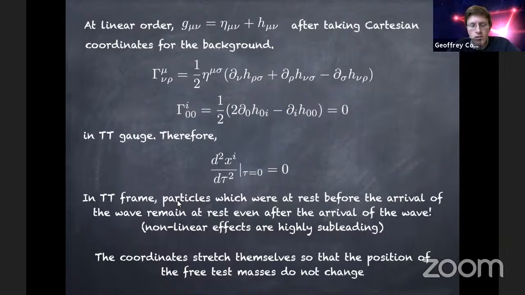So in the TT frame, particles which were at rest before the arrival of the wave remain at rest even after the arrival of the wave. It sounds weird at first because the wave has to move masses. But in fact, in this case, the coordinates stretch themselves so that the positions of the free test masses do not change. So the effect of the wave is to stretch the coordinates. This is a totally non-intuitive frame.